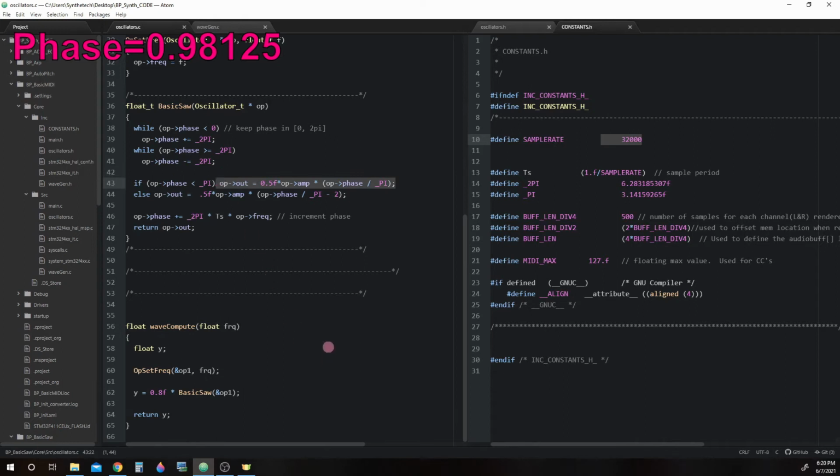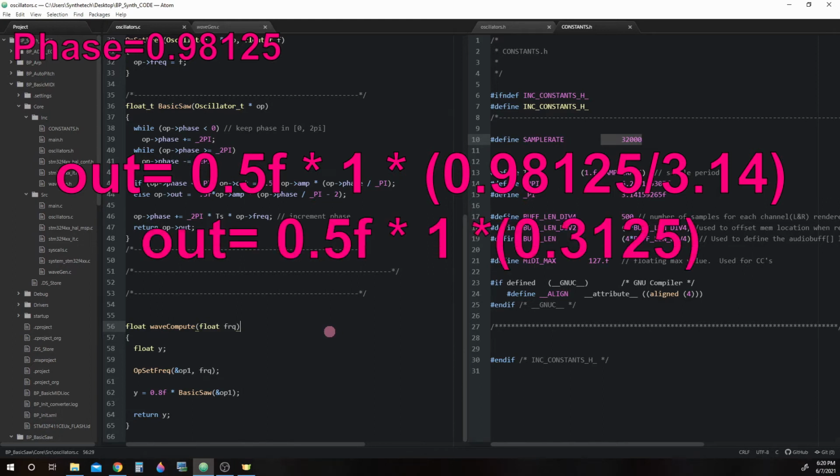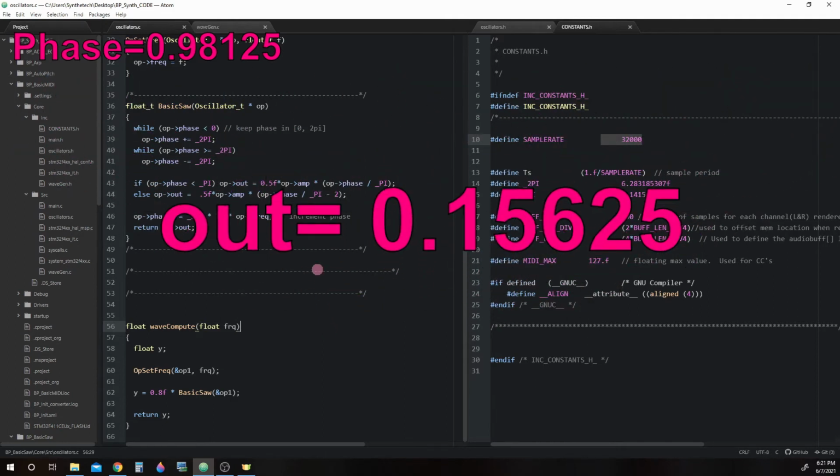So we plug in the values again and end up with out equals 0.5 F times 1 times 0.98125 divided by 3.14, which evaluates out to out equals 0.5 F times 1 times 0.3125, with a final result of out equals 0.15625. Before we return our out value of 0.15625, we are going to run our phase incrementer again.